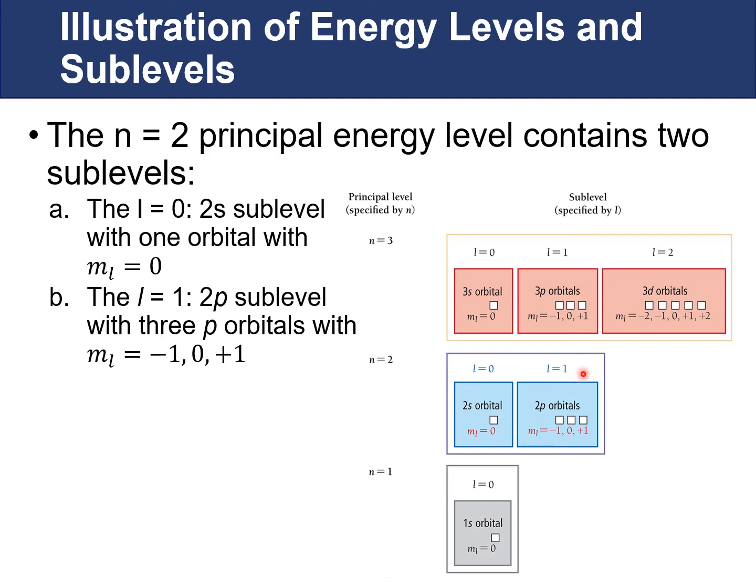For the cases where L is equal to 1, there are 3 possible values for m sub L: negative 1, 0, and 1. So for the p orbitals, which is another way of talking about L is equal to 1, right? If L is equal to 1, then we call those the p orbitals. There are 3 possible p orbitals, one in which m sub L is equal to negative 1, one for m sub L equals 0, and one for m sub L is equal to plus 1.